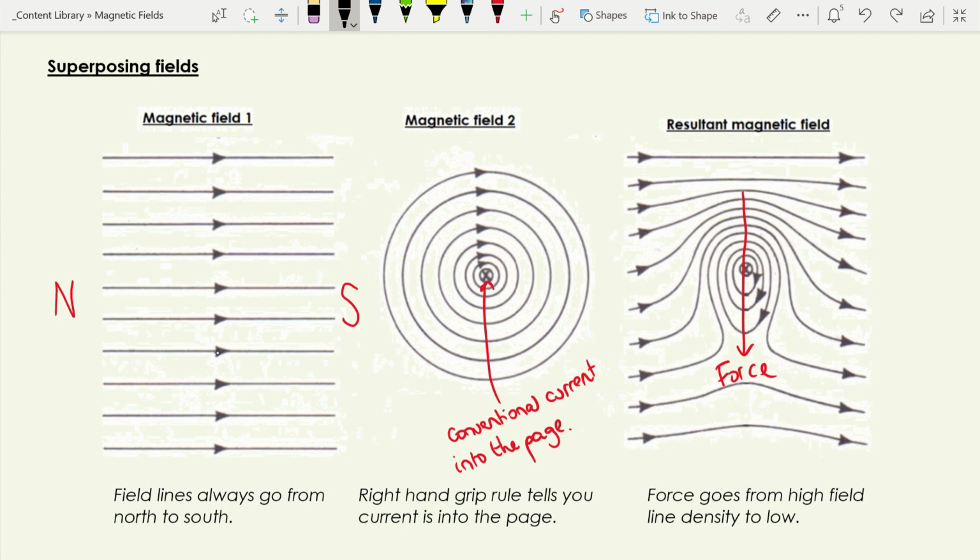So this wire here will experience a force which throws it out of the field, and it will throw it down this way here. And that's something we call the motor effect, which we will look at in more depth in the next video.